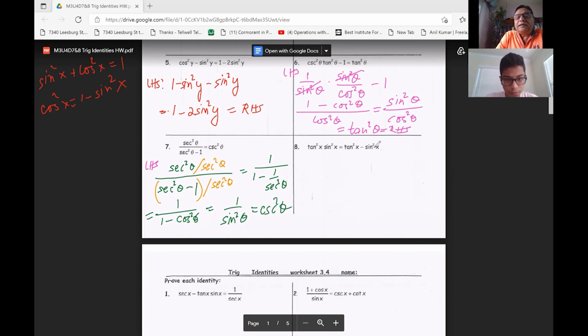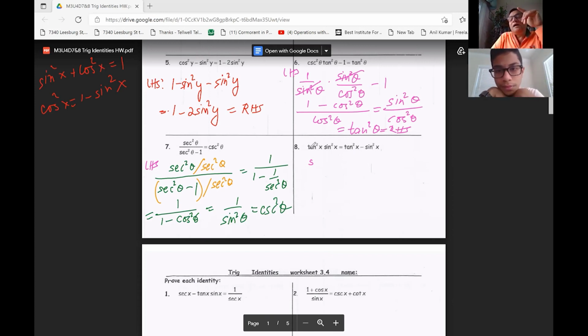Let's now think. We'll start with which side? Now we should start with left hand side, correct? We could start with any side in this particular case. Let's begin with left hand side. Tan square x minus sine square x. They still maintain tan. You get the idea? They still maintain tan, right?